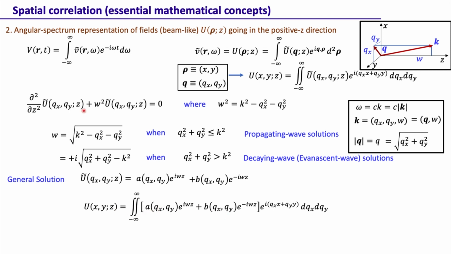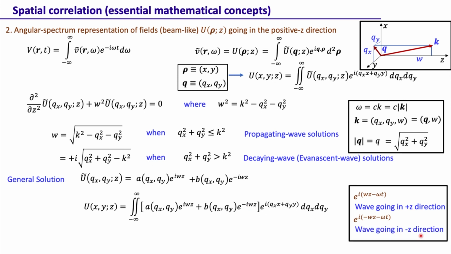Now let me point out that here the spatial temporal field is v of r, t, and the time dependence of each v tilde of r, omega, or u of rho, z is e to the minus i omega t. So the implicit time dependence here is e to the minus i omega t. Now we have these two terms, propagating solutions e to the i w z and e to the minus i w z. If we combine this with the e to the minus i omega t time dependence, then the first term gives e to the i (w z minus omega t), and this is actually a wave going in the positive z direction. On the other hand, this one gives e to the minus i (w z plus omega t), and this is a wave going in the minus z direction.